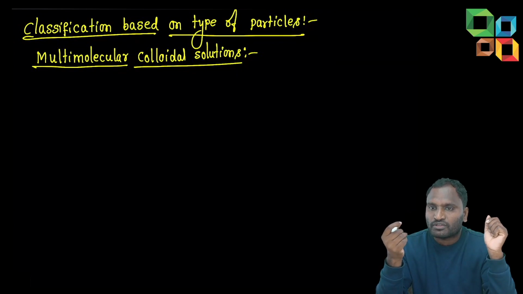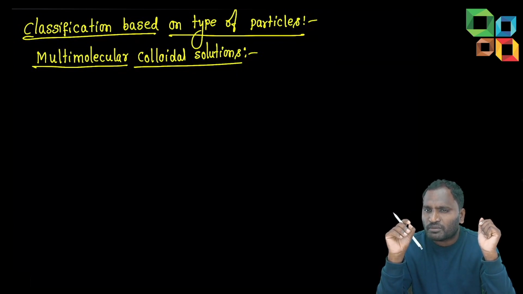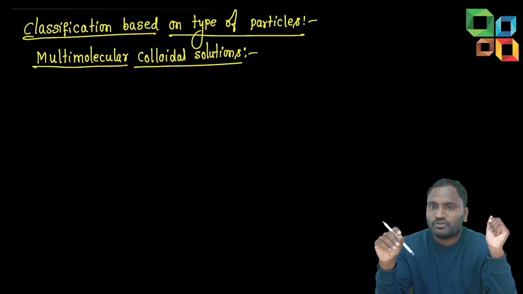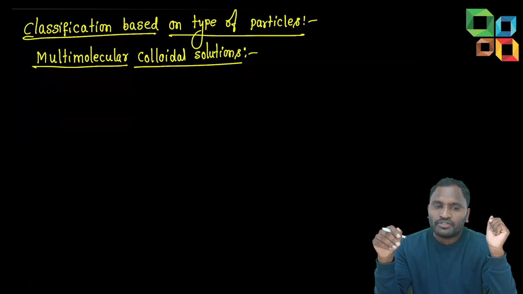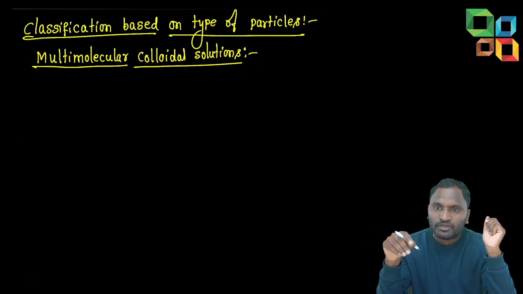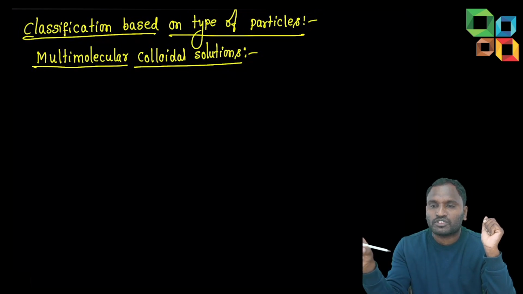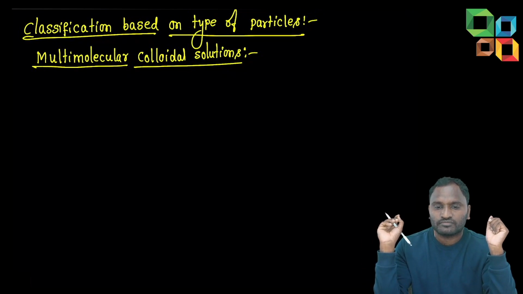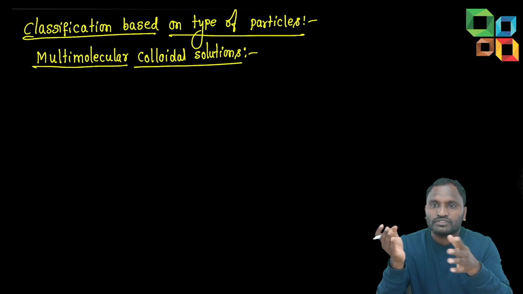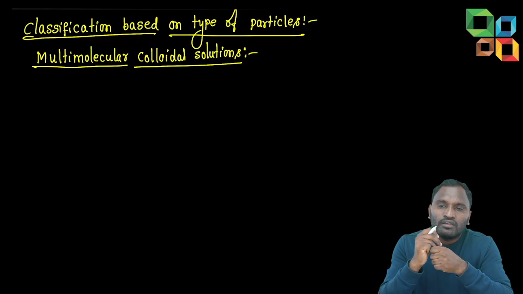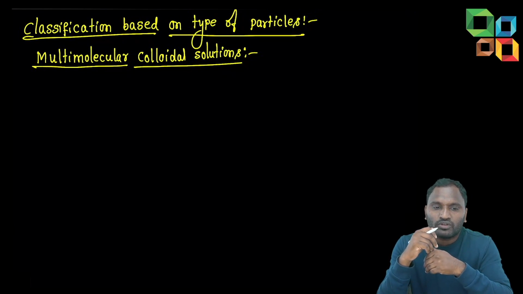Example, gold sol. Small gold particles join together and form sol. That is called gold sol. Gold sol is an example of multimolecular colloidal solution. Sulfur sol: tiny sulfur particles aggregate and form colloidal range particles. The solutions formed by this type of solutes are called multimolecular colloidal solutions.